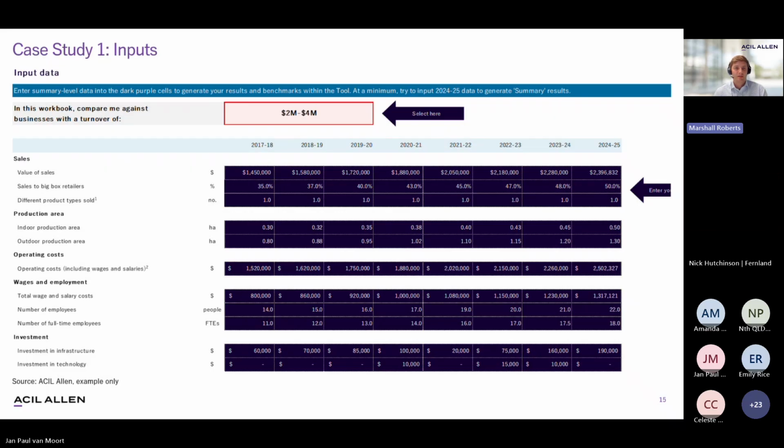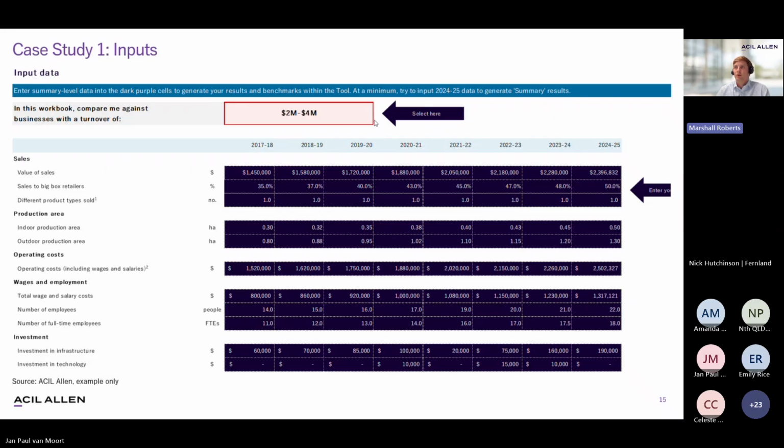They've got a presence selling to big box retailers. Their production area is around 1.8 hectares, operating costs of $2.5 million, and of that amount, 1.3 was wage and salary costs. They've got about 18 full-time employees, and we can see consistent investment over time in infrastructure, but less so in technology.